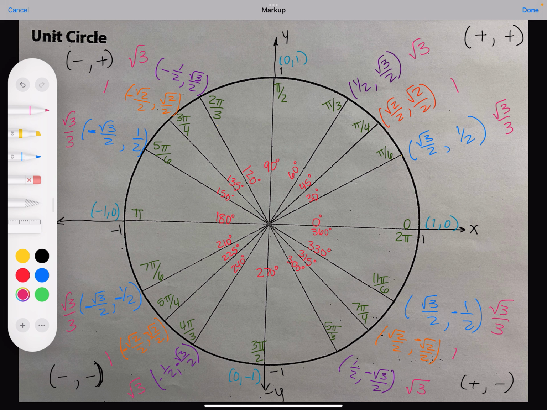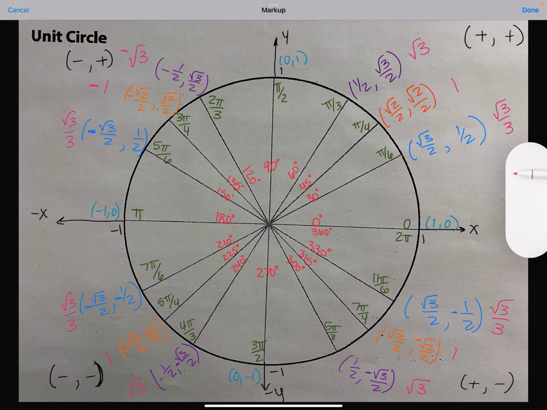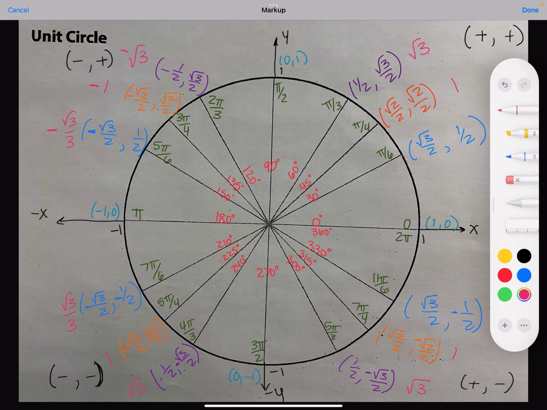Now, I told you that tangent values are y over x. So I'm going to do the same thing with the signs of them. Y over x in quadrant 1 is a positive over a positive, meaning the result is positive. So those stay positive. Over here, y over x is positive over negative. What does that give you? Negative. So my tangent values are all negative here.